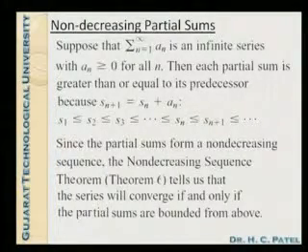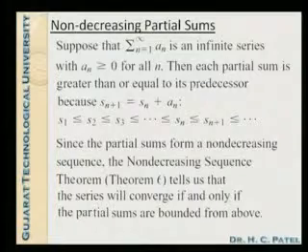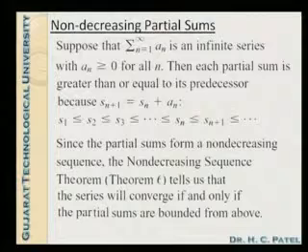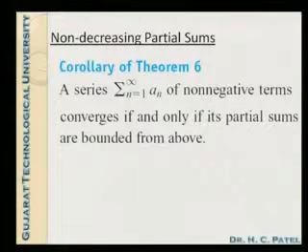Since the partial sums form a non-decreasing sequence, the non-decreasing sequence theorem tells us that the series will converge if and only if the partial sums are bounded from above. So let us write down that theorem 6 as a corollary in the case of series. A series sigma an of non-negative terms converges if and only if its partial sums are bounded above.